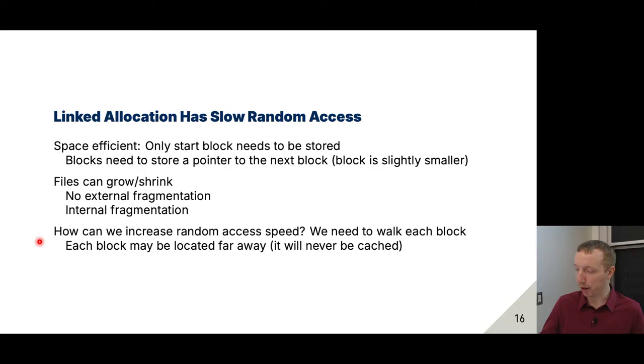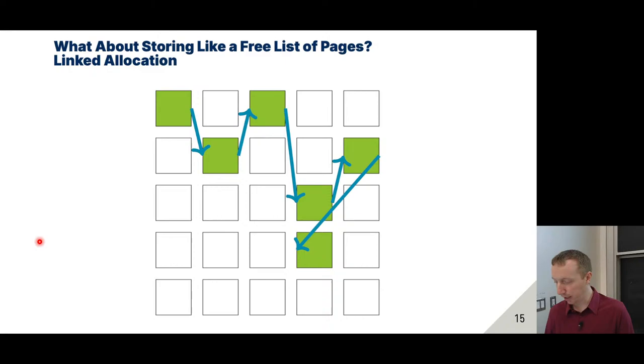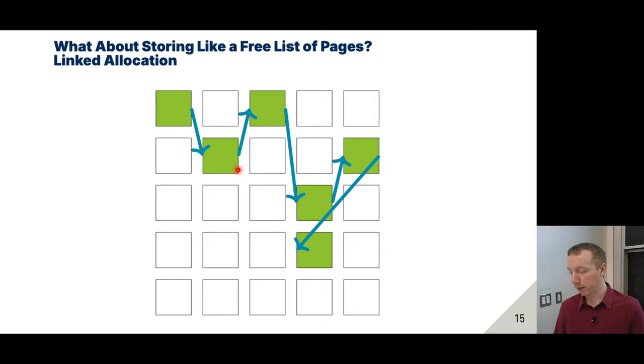Can anyone think of an idea to still use linked lists because we love linked lists, but make this go faster? In this case, in order to walk all of them, I have to read this block, which points to this block, then read this block. What does it point to? This block, I have to read it. Then this block, read it. Oh, this block, read it. How could I speed that up? How could I speed up my description of a file? Yep.